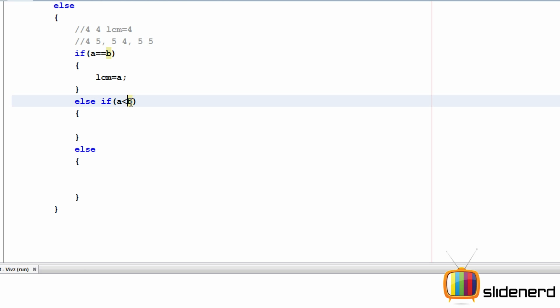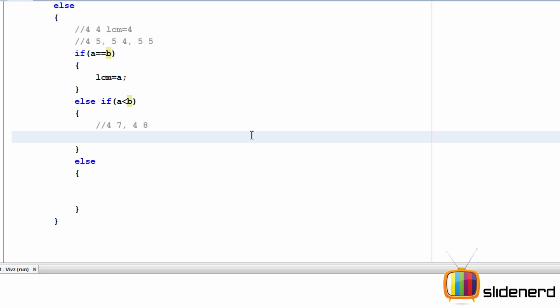Now here, if a is less than b, again we talk about different things over here. 4 and 7 can be the two numbers, 4 and 8 can be the two numbers, right? But if you see this case, b, which is 8, and a, which is 4, right? This 8 is a multiple of 4, right?